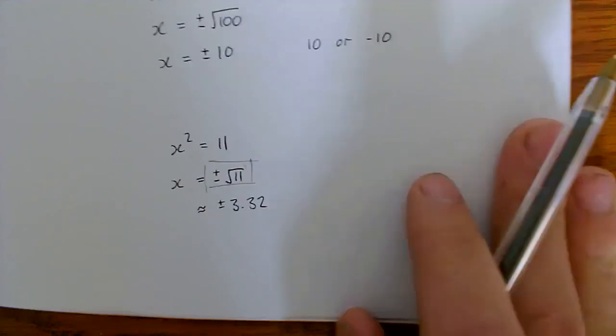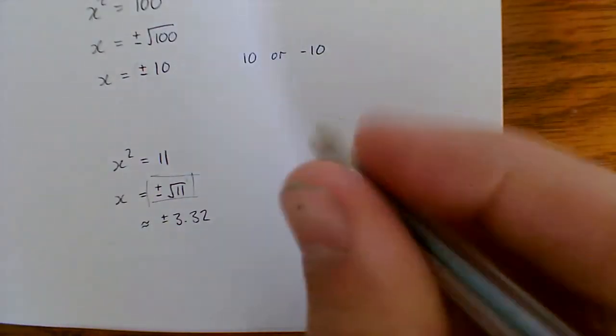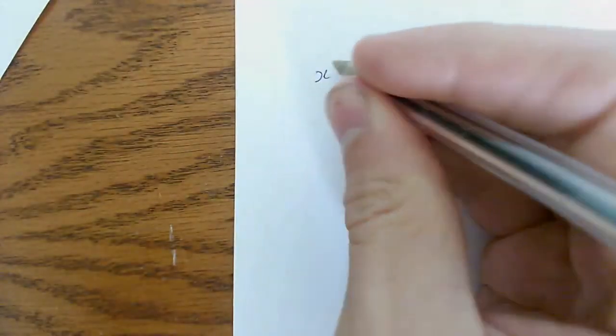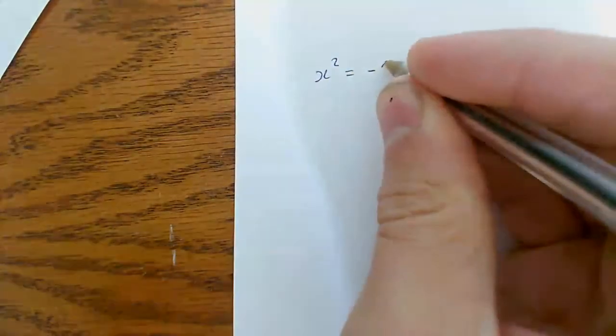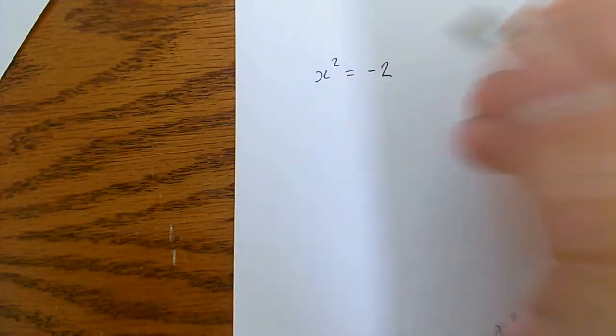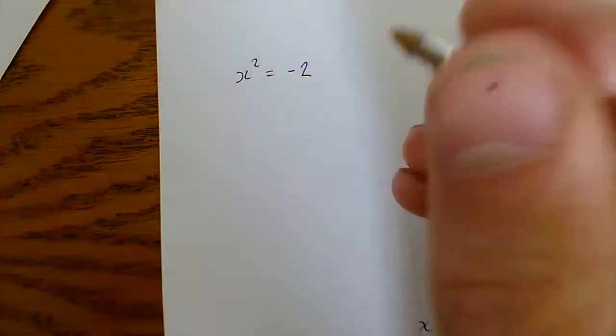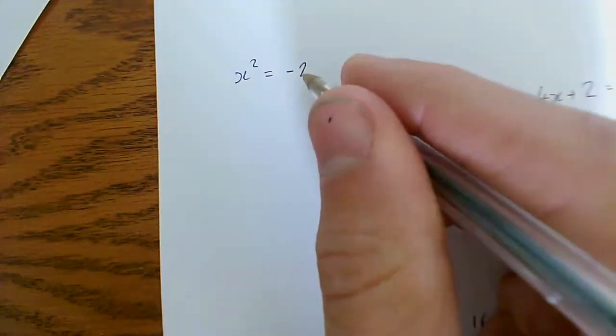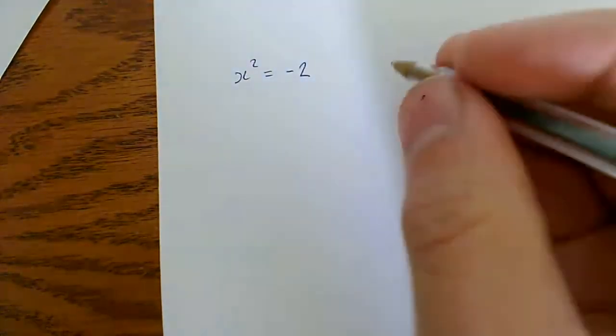Now, there is one final complexity to look at, and that is what happens in this case here, which is if we have x squared equals minus 2. Now, why is that an issue? Well, we're looking for a number times itself that gives us minus 2.